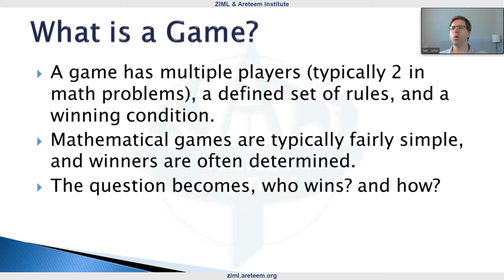So we all know what games are, right? We may play video games, we might play board games, we might play card games. We might play sports, that's another type of game. Typically here in a math problem, or if we're talking about a subject called mathematical games, these are a defined set of rules, typically 2 players. You have a winning condition, maybe a losing condition, and there could be ties, of course, other things like that.